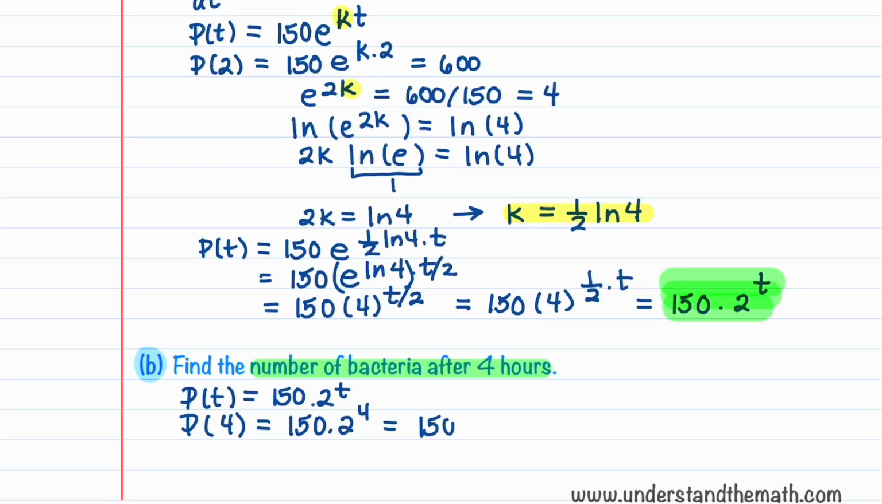So this gives us 150 times 2 to the 4th. This is 150 times 16. And when we multiply that out, we get 2,400. And we need to put units with this, and it is in terms of cells. This tells us that after 4 hours, there are 2,400 cells.